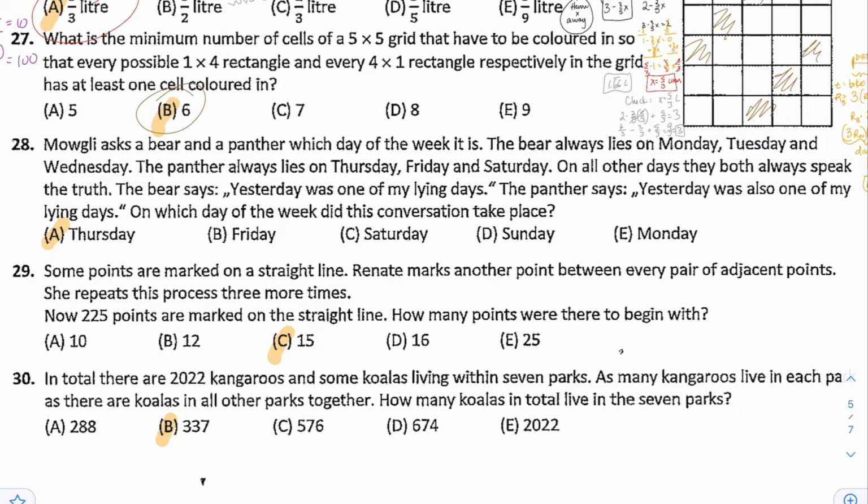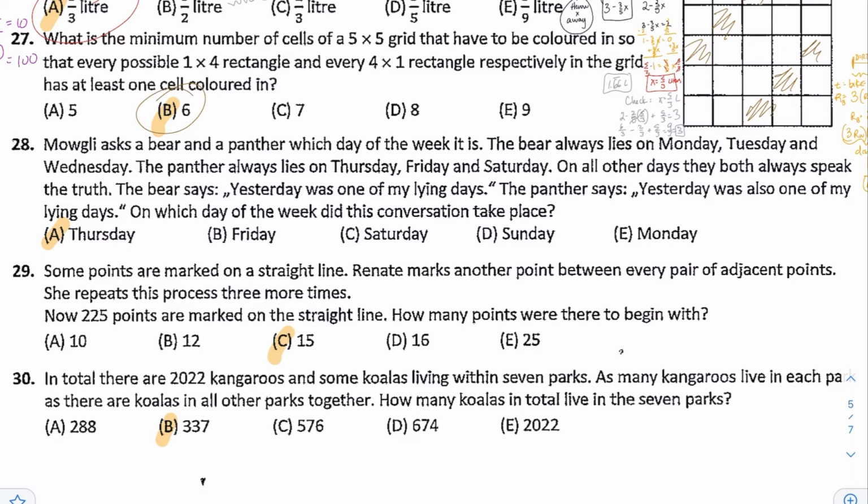Next, for number 28, Mowgli asks the bear and the panther what day of the week it is. The bear always lies on Monday, Tuesday, and Wednesday, and the panther always lies on Thursday, Friday, and Saturday. On all the other days, they both always speak the truth. The bear says yesterday was one of my lying days, and the panther says yesterday was also one of my lying days. Which day of the week did this conversation take place?